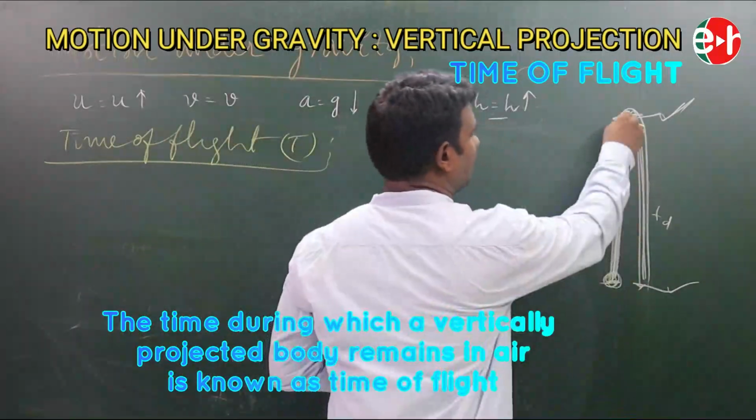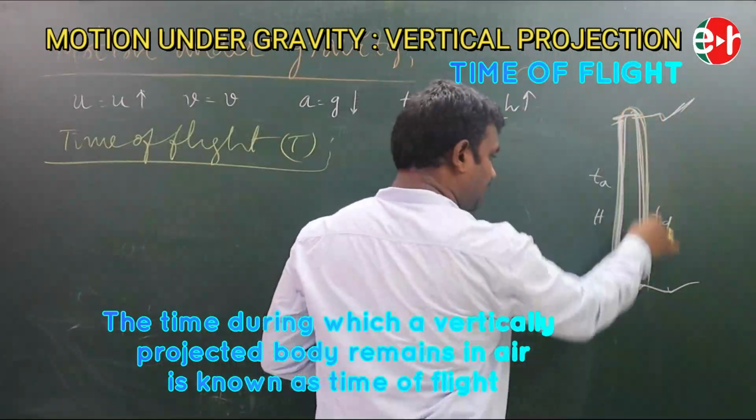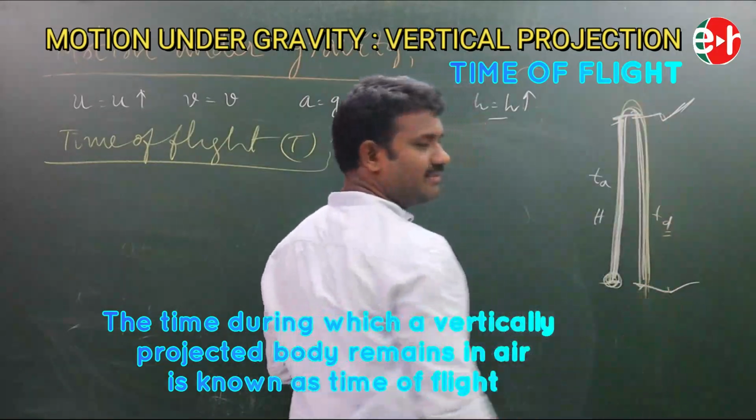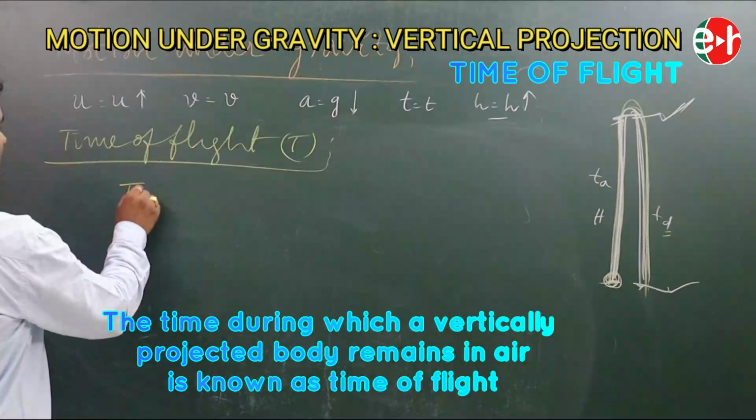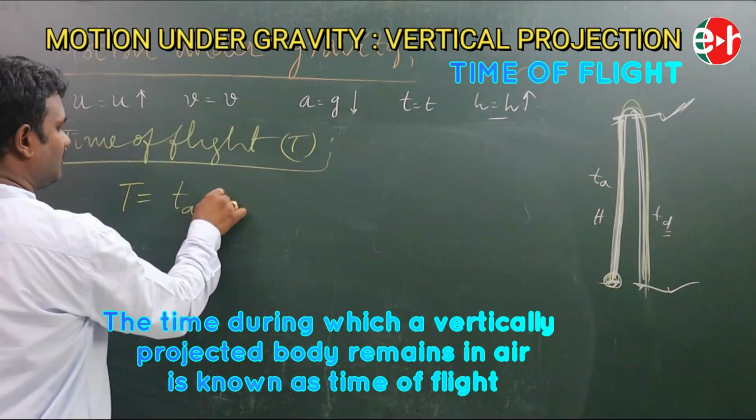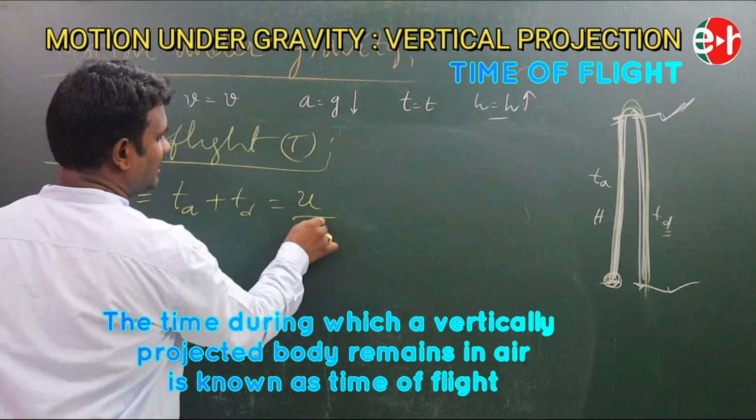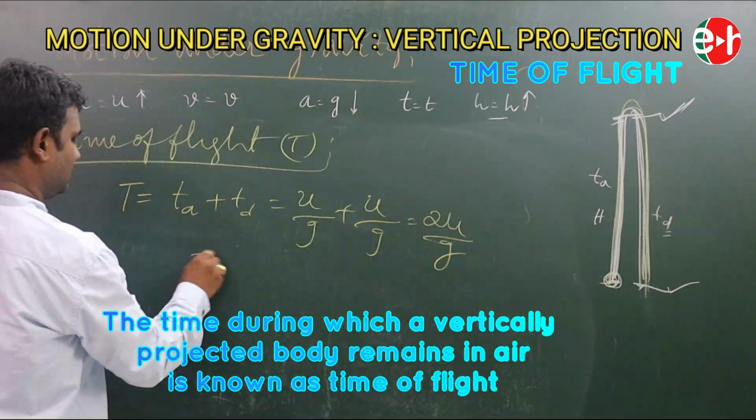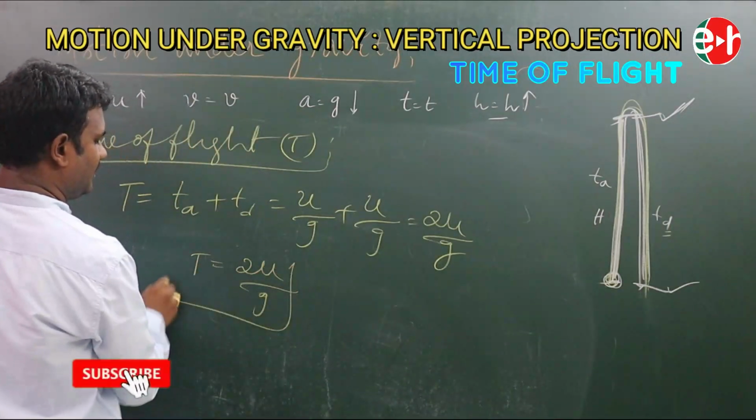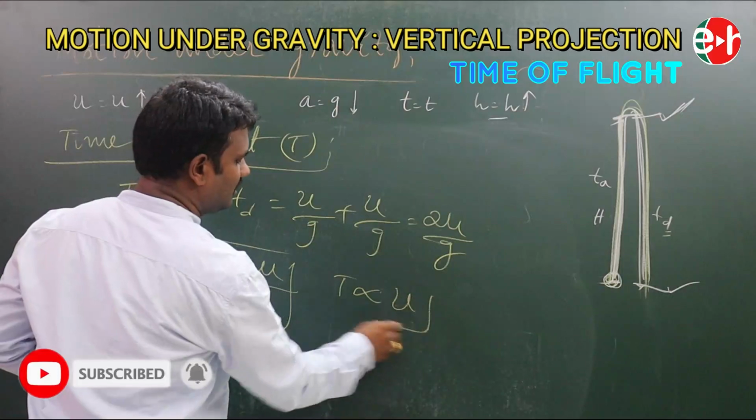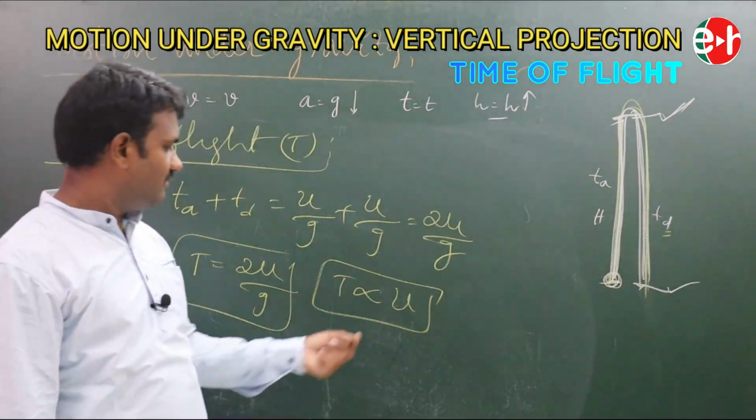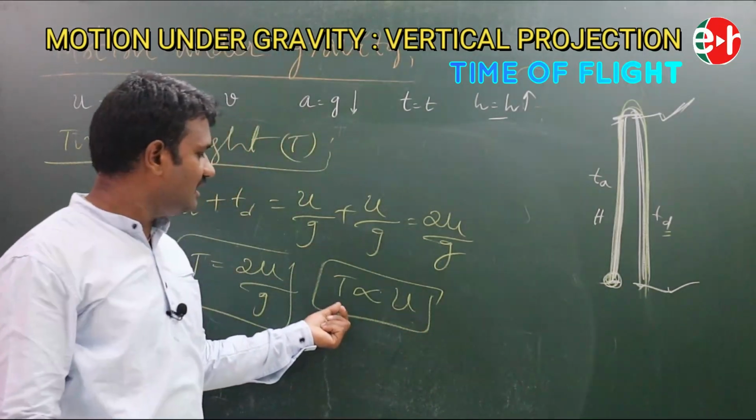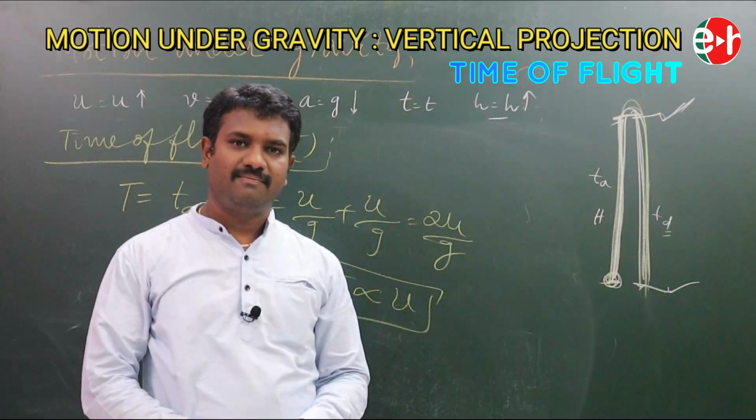See, this is time 1, the time of ascent. It is in air. It is coming from here to here. That time is the time of descent. So this time plus this time, the body remains in air. So the time in which the body remains in air is called the time of flight, which is equal to Ta plus Td, which is equal to u/g plus u/g, which is equal to 2u/g. Means T equals how much? 2u/g. This time of flight is directly proportional to the velocity of projection with which you are throwing this object. If you throw the object with more velocity, it remains in air for more time. That's all.